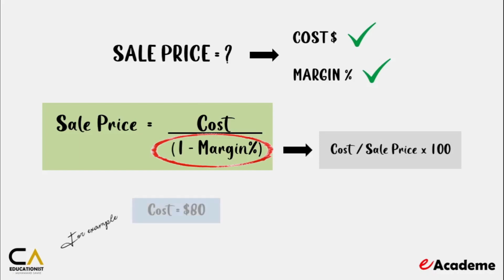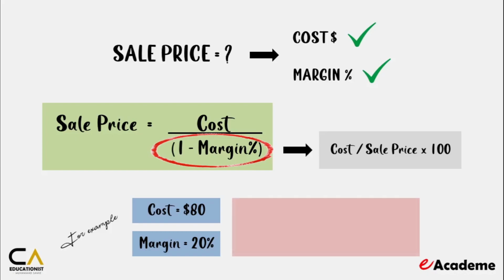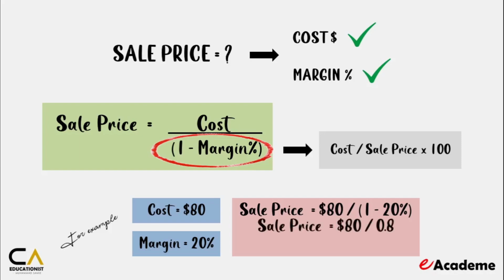For example, if cost is $80 and profit margin is 20%, sale price will be computed by dividing $80 with 1 minus 20%, which means $80 will be divided with 0.8. This will give you the sale price of $100.